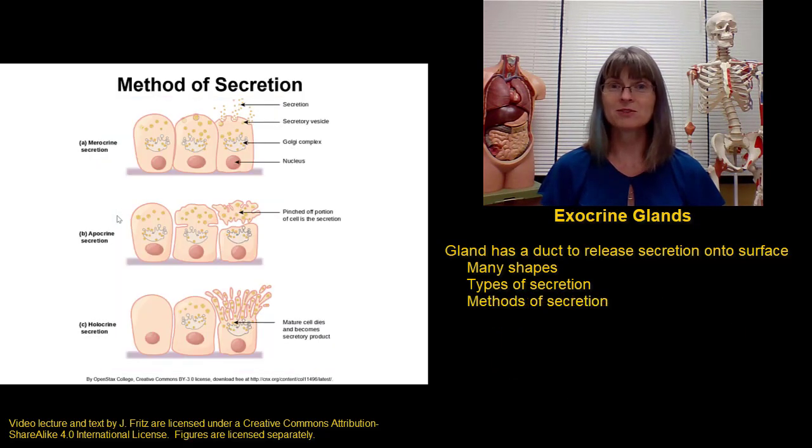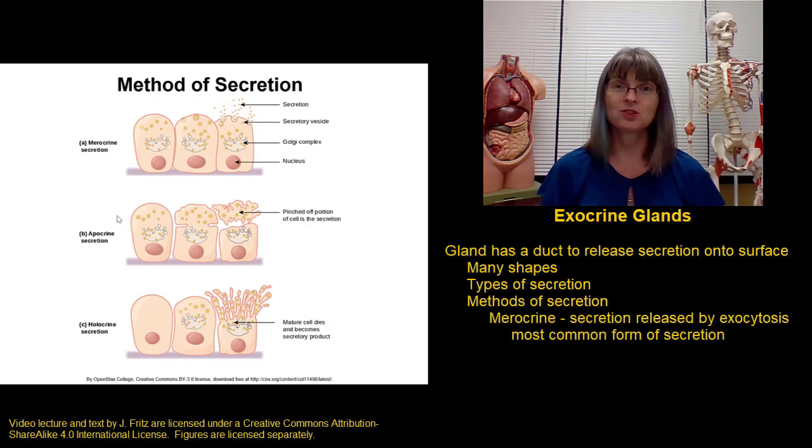There are different methods of secretion, or different ways that these epithelial cells are able to release the secretions that are going to travel down the duct into the opening or the cavity or onto the surface. The most common method of secretion is merocrine secretion. In merocrine secretion, the components of the secretion are packaged into vesicles and then released by exocytosis. This is how the pancreas releases insulin and glucagon, this is how tears are produced, and this is how the gastric glands in the stomach release stomach secretions.